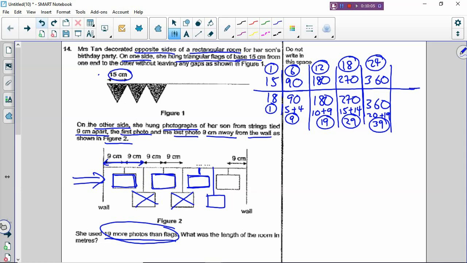So you go to the next common multiple, go back to the first common multiple, 90 times 5, and you get 450, which is the next common multiple. That is the length of the wall. So 450 divided by 15, you will get 30. Alright, so there are 30 flags or 30 triangles. And how many photos? 450 divided by 18, you will get 25. 25 photos on top and 24 photos below.